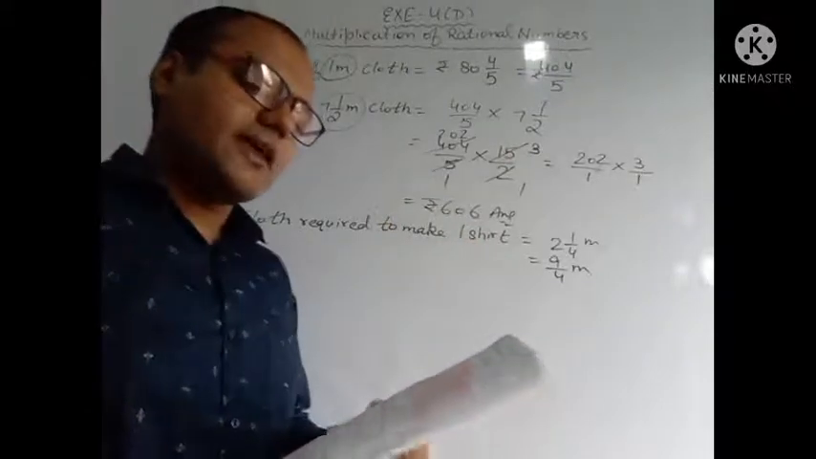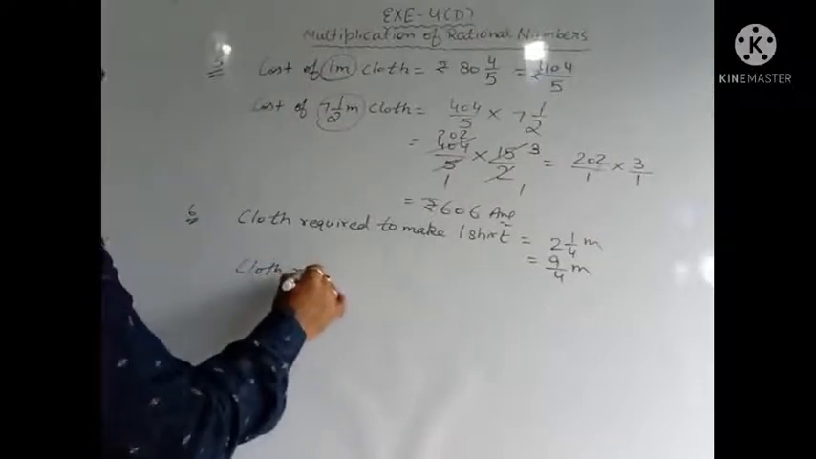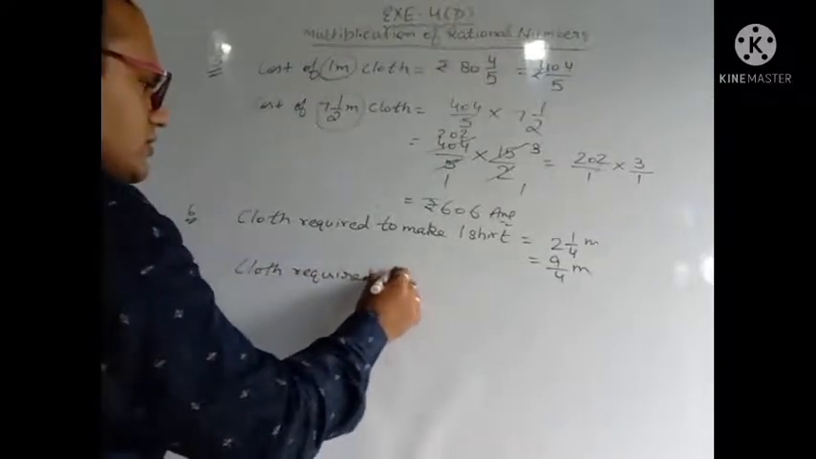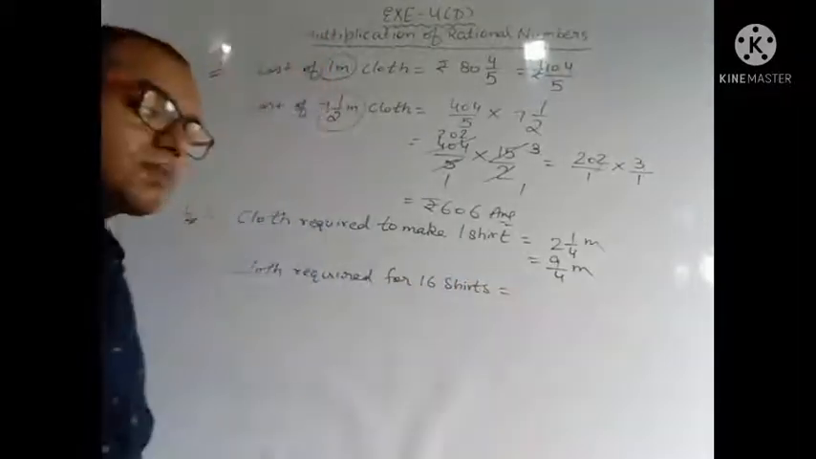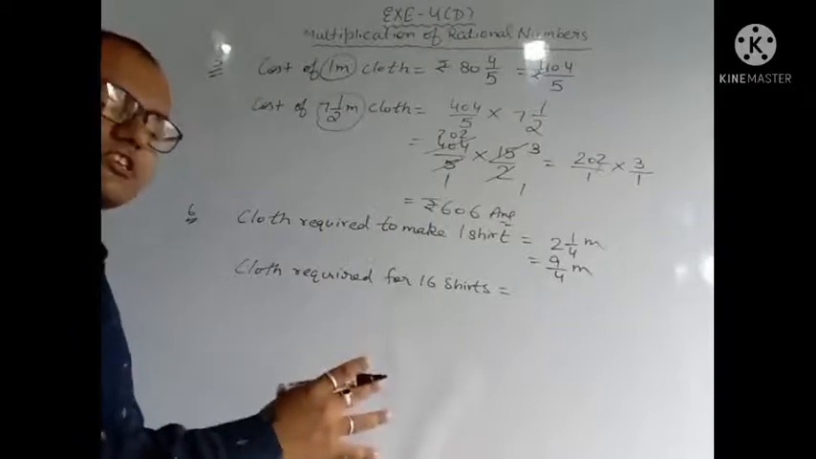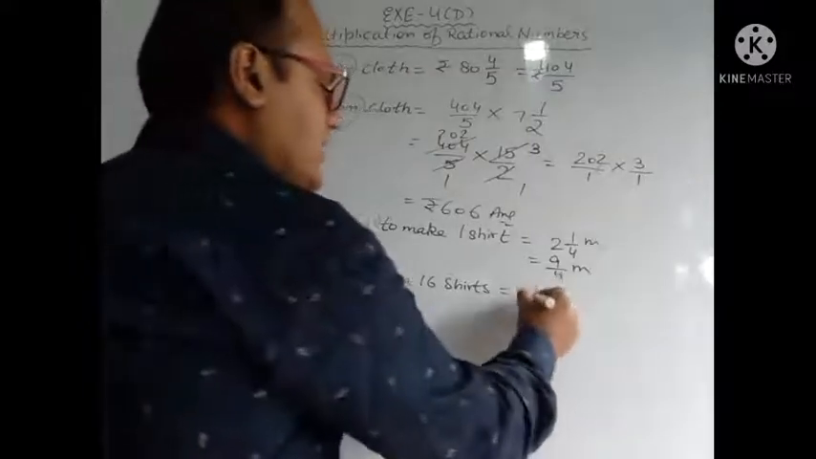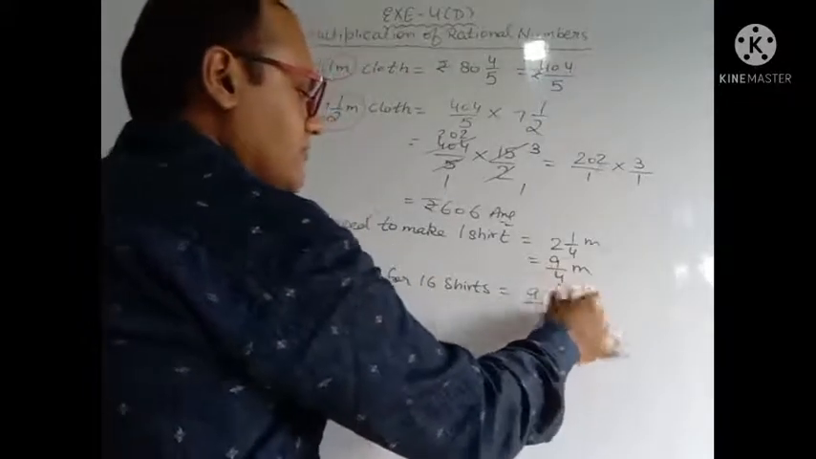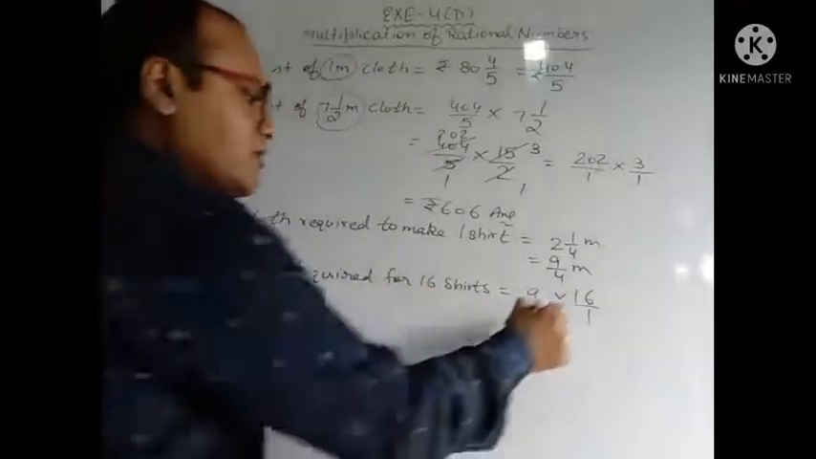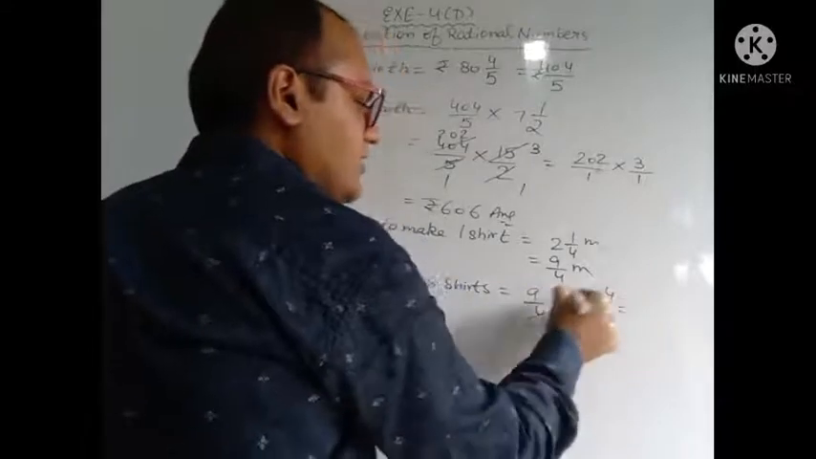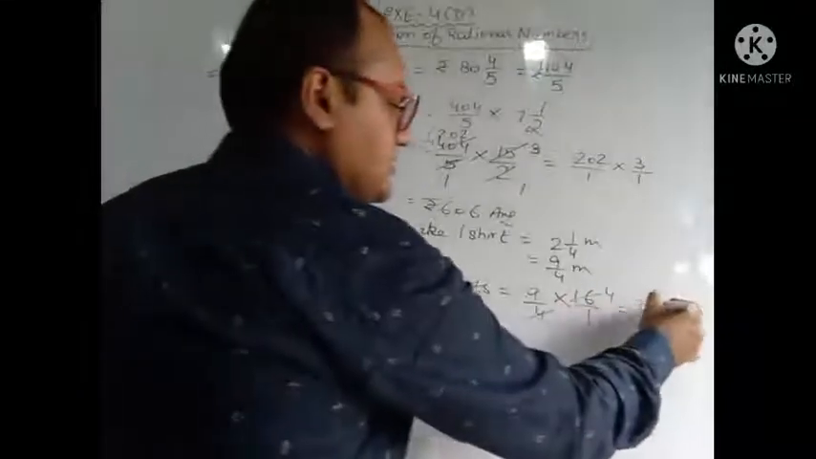After that it is written, find the cloth required for 16 shirts. So we will write cloth required for 16 shirts. So the number of shirts is more now. So in order to stitch more shirts, we need more cloth. So for more, what we will do? We will multiply 9/4 with 16. In this 16, in the denominator nothing is given, so we will take 1. 4 4s are 16. Now 9 into 4 will be 36. So your final answer is 36 meter cloth.